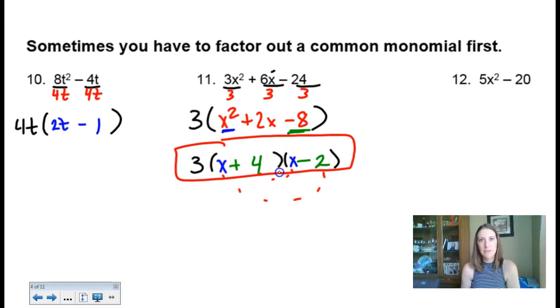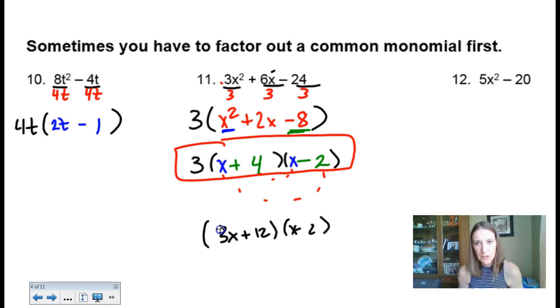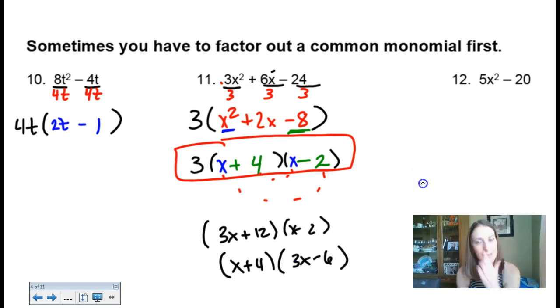A lot of kids try to muscle through that question, and they try to do reverse foiling here, and they'll get something like this. They'll get 3x plus 12 times x minus 2, or they'll get x plus 4 times 3x minus 6, and then they'll complain to me on a test. They'll say, I totally factored it and you counted it wrong, what's wrong? The issue is they're not completely factored, because look at either one of these factors. Do you see the common factor of 3 that they never took out of the problem? So if you have to take it out at some point, it's in your best interest to take it out at the beginning of the problem so your math is a little easier.